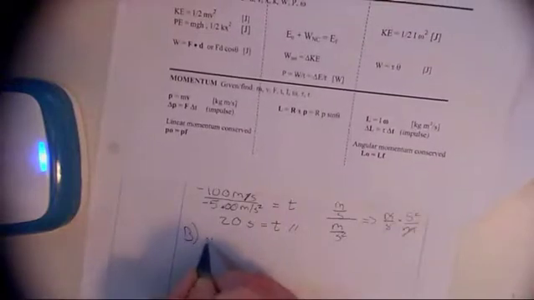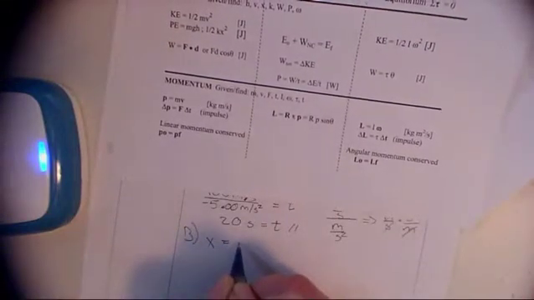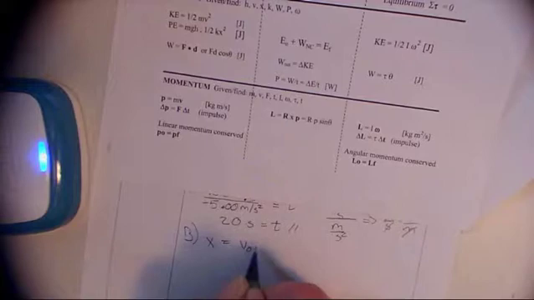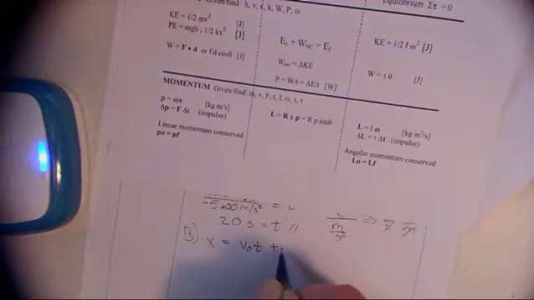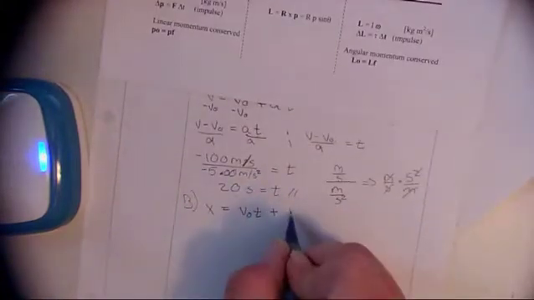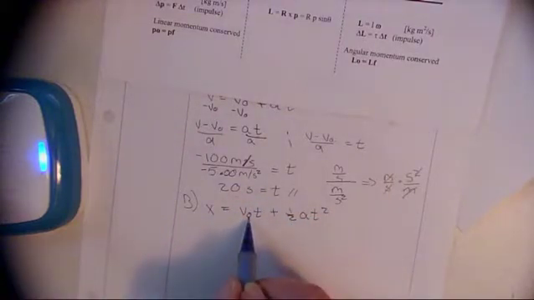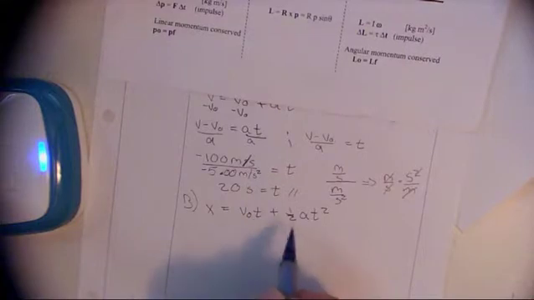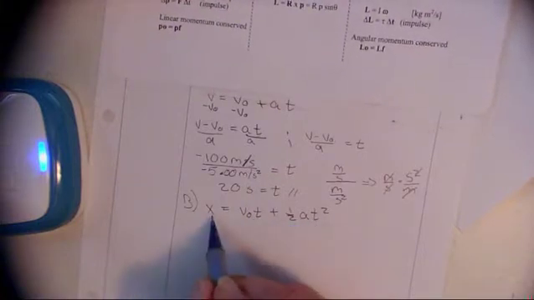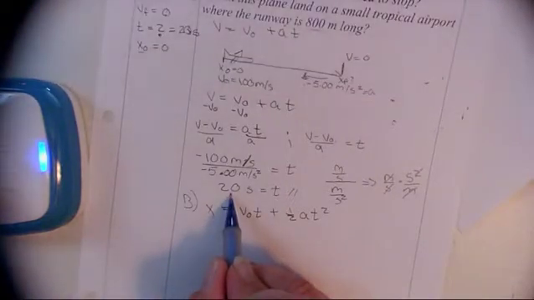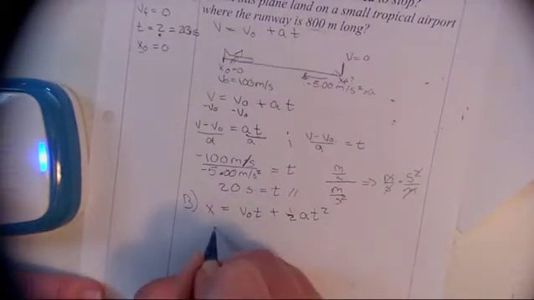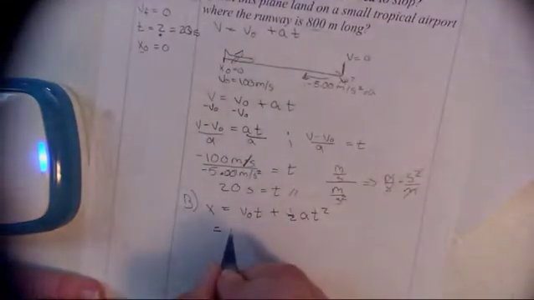So let's see. x equals, x naught is 0, we're going to leave that out, V naught t plus 1/2 a t squared. I have that. I have time. I have my acceleration. So this will give me what distance I am after 20 seconds, or at 20 seconds. So what do you think? Is it going to stop in time? I don't know.